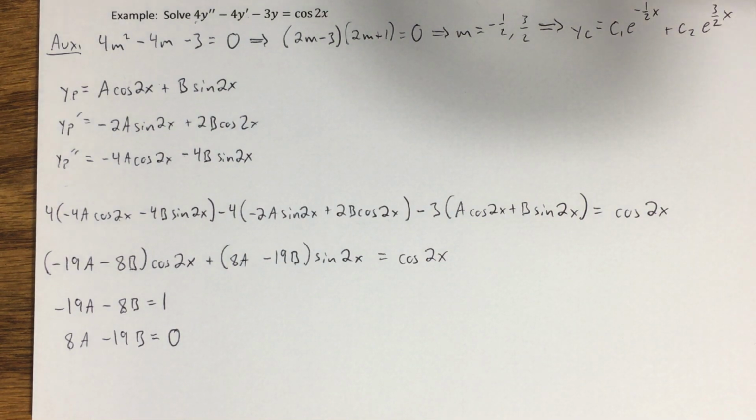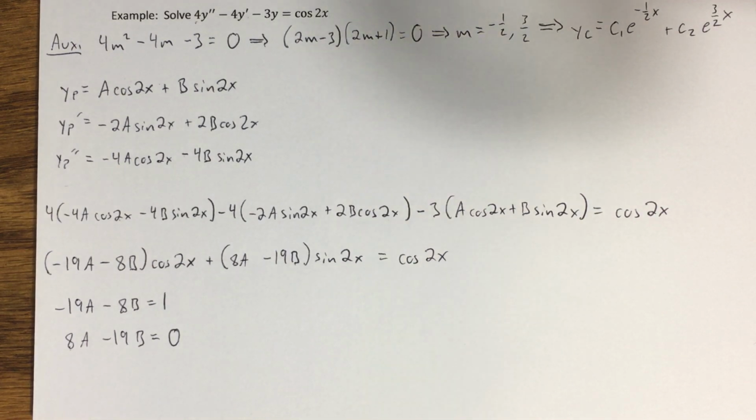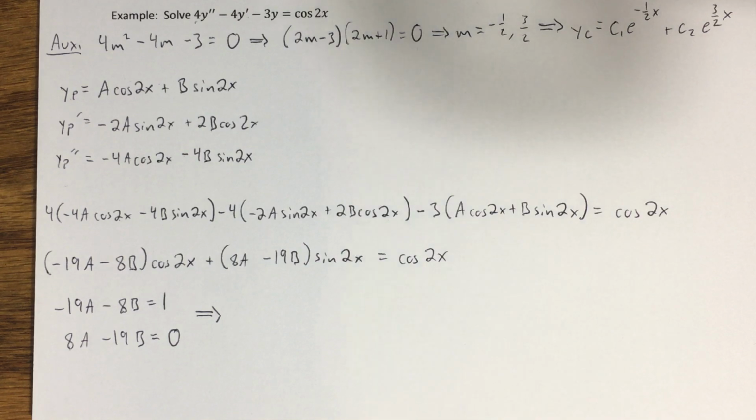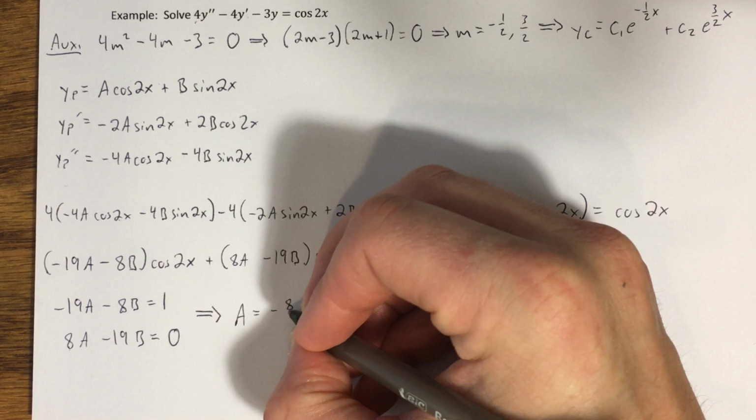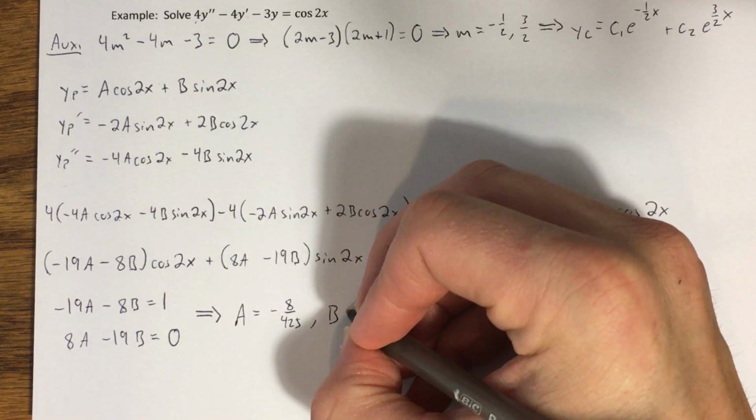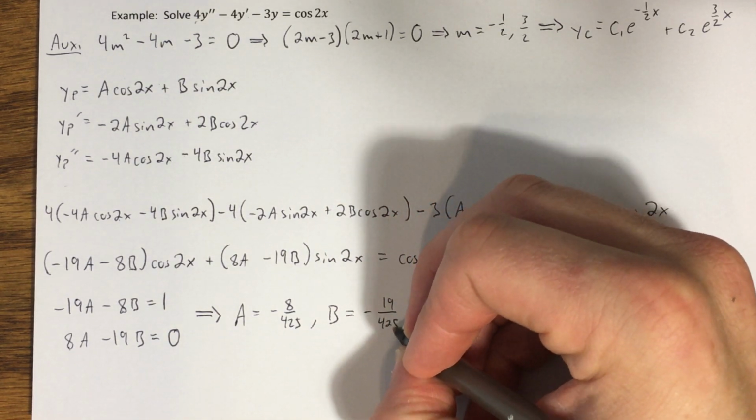And now what we have here is a system of two equations in two unknowns. These guys are really simple to solve. You can use elimination or substitution, both techniques they talk about in algebra. I am not going to go through the steps of solving this, just because that goes way back to even Algebra 1. I'm just going to give you the solutions and let you, as an exercise, fill in those gaps. But the solution to this is going to be a equals negative 8 over 425. B is going to equal negative 19 over 425.